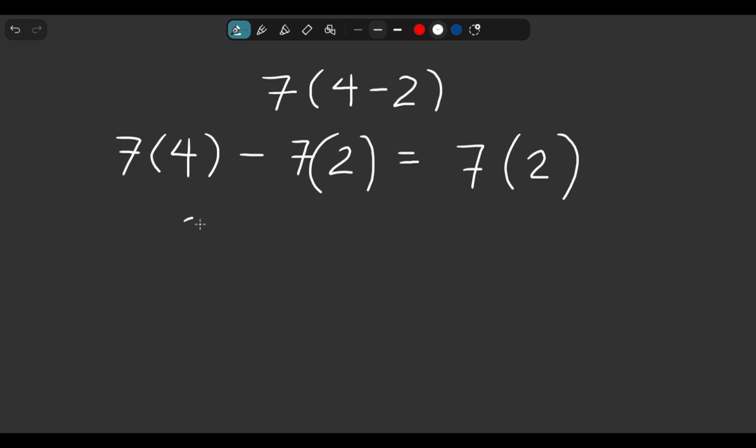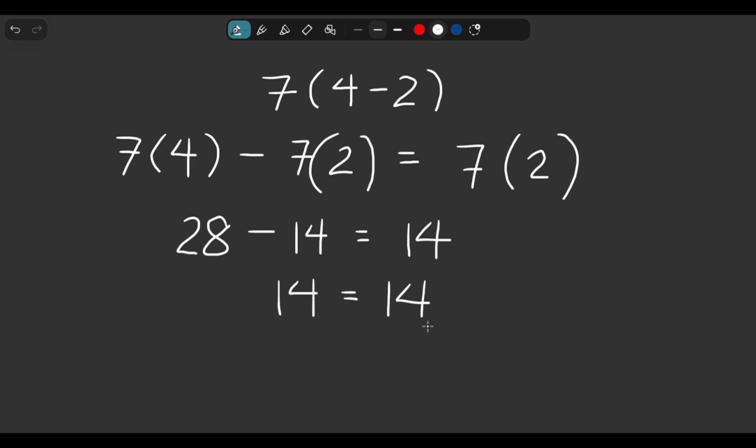Now, 7 times 4 is equal to 28, and negative 7 times 2 equals negative 14. 7 times 2 is equal to 14. 28 minus 14 is equal to 14. Therefore, 14 is the answer.